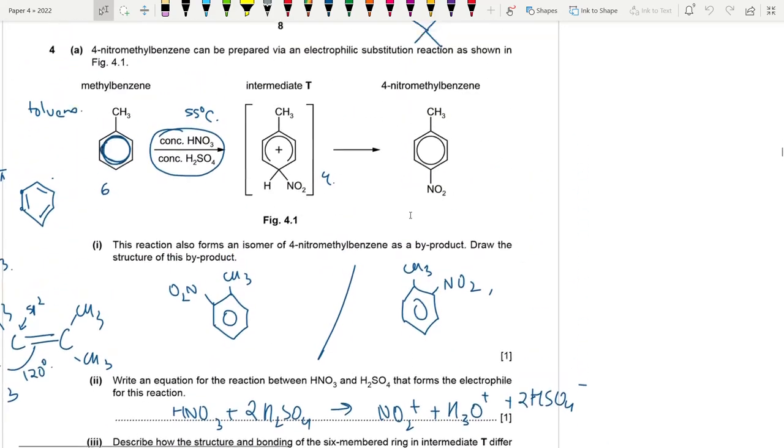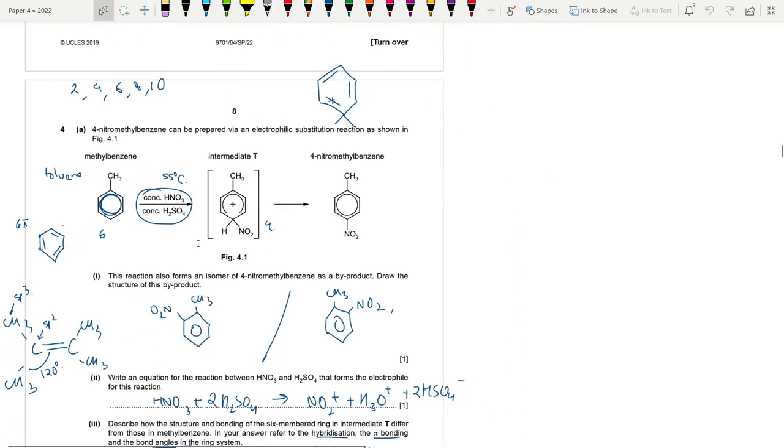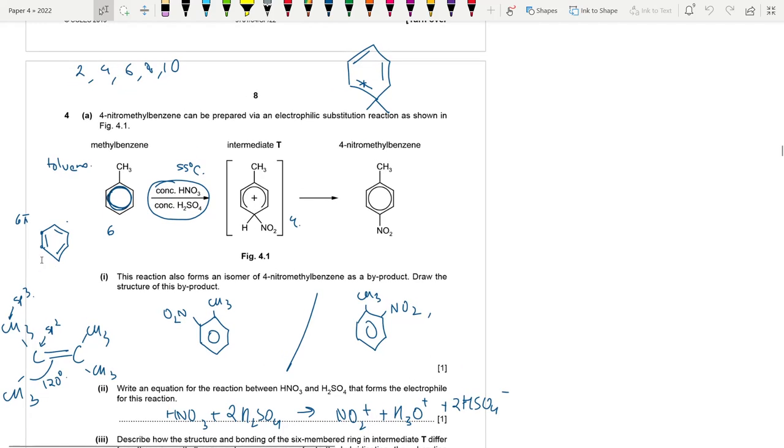So the next question is actually based on organic. So we have methyl benzene, which reacts with concentrated HNO3 and concentrated H2SO4 in the presence of heat, 55 degrees Celsius, to form an intermediate T, and then followed by 4-nitromethylbenzene.